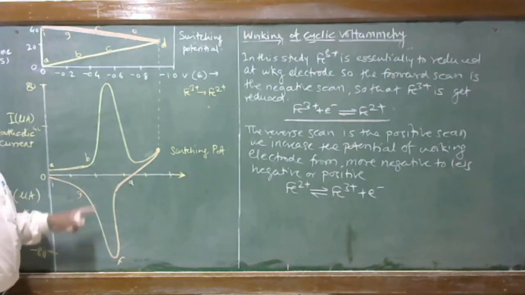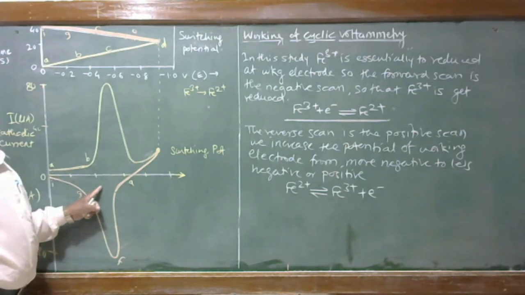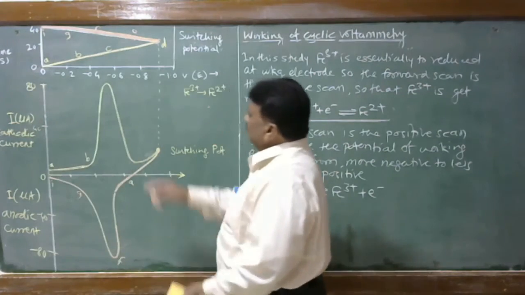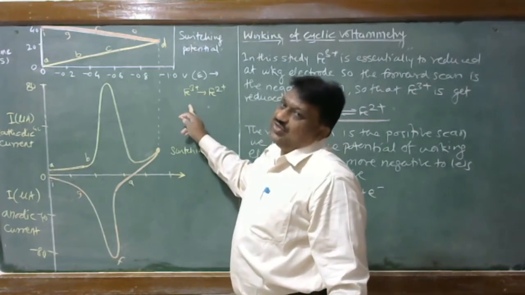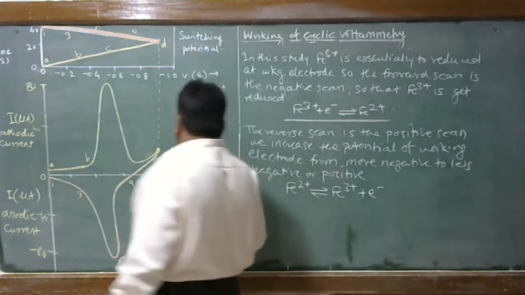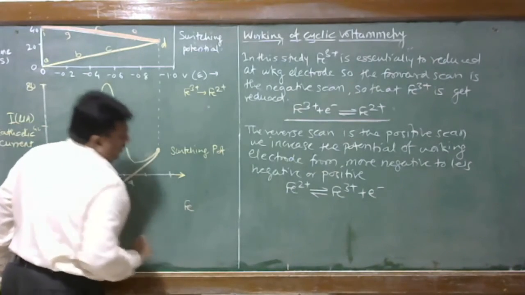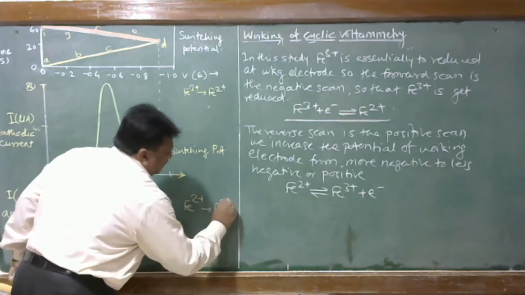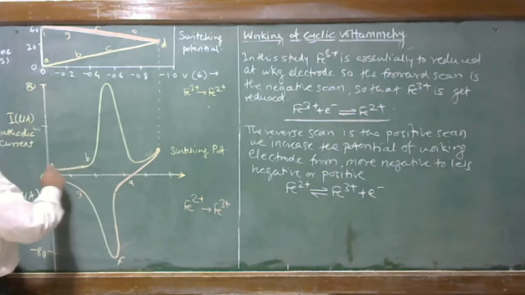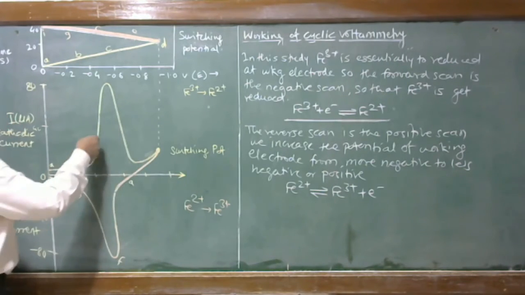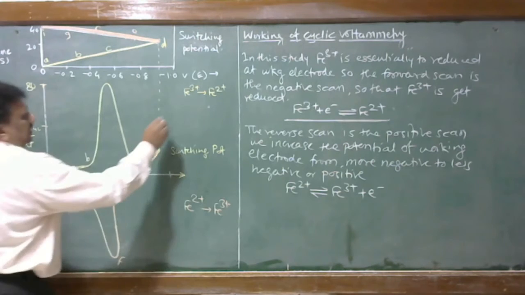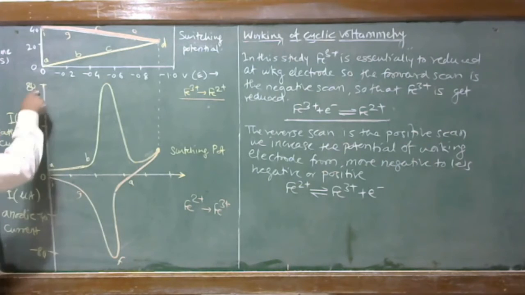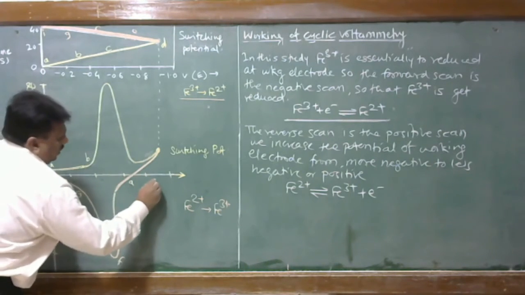Such a type of voltammogram obtained on a graph paper is called a cyclic voltammogram. The first wave in the voltammogram is because of reduction of Fe3+ to Fe2+. And the second wave here is because of oxidation of Fe2+ to Fe3+. Therefore, in forward scan, that is called the negative scan, the reduction of analyte takes place, and we are measuring the reduction current as a function of applied voltage.